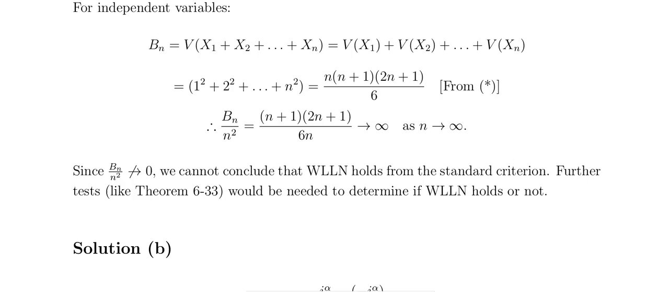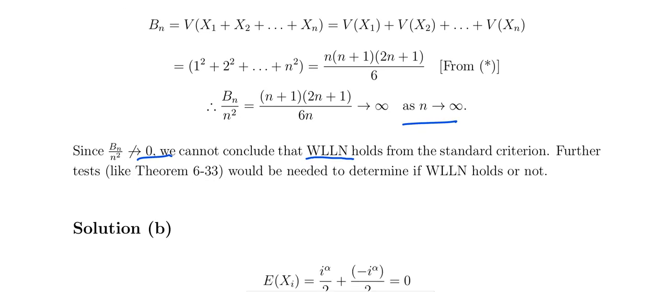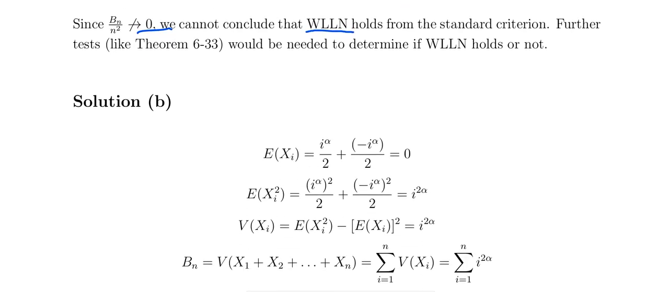So if you find Bn by n square, what comes here? One n cancels and we get (n+1)(2n+1)/6n, that converges to infinity as n tends to infinity. This does not converge to 0. So what can we conclude? We cannot conclude that the weak law of large numbers holds from the standard criterion. Okay, for the test like that, determine the weak law of large numbers.